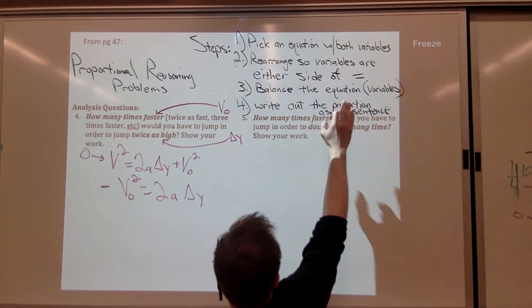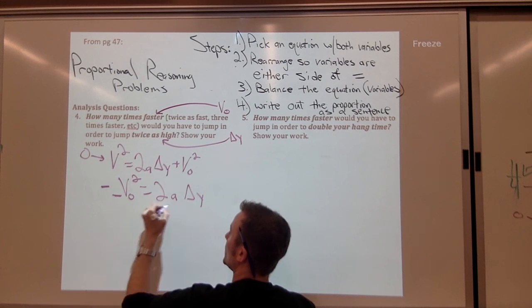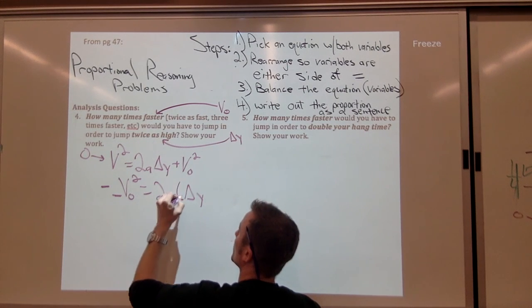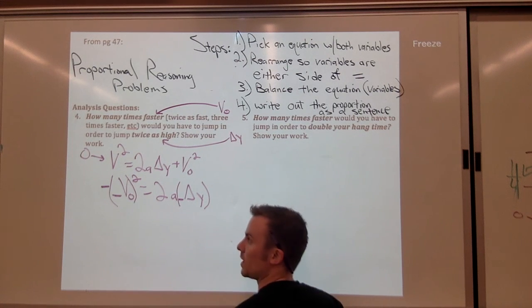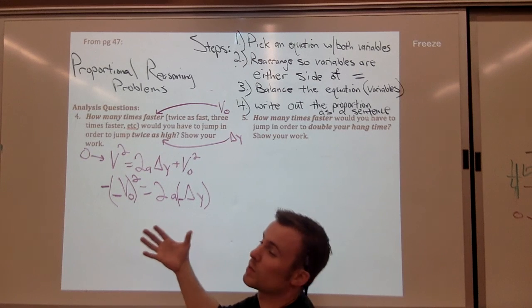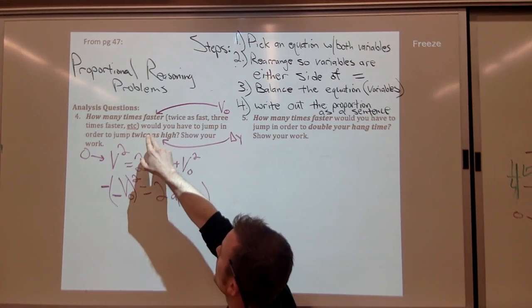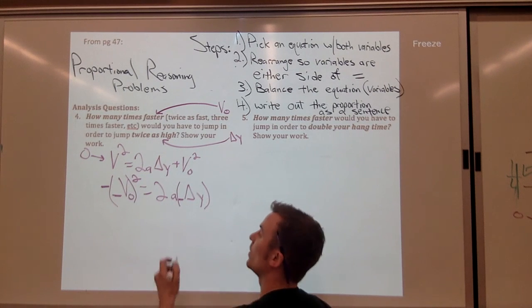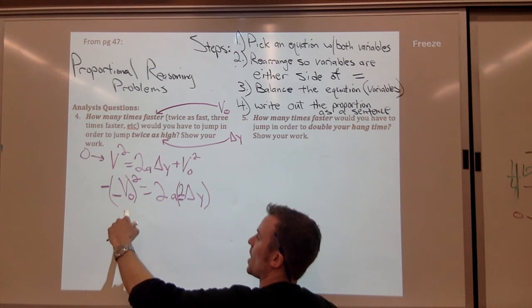Balance the equation for the variables. Okay, so I'm going to put a little placeholder here and here, and I'm going to put parentheses just around the variables that I'm talking about for the proportion. And then we're going to do what the problem asks us to do. How many times faster? Twice as high. Okay, so if I double this, what happens to velocity?